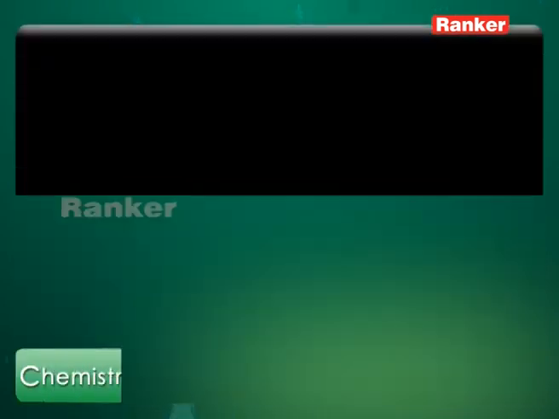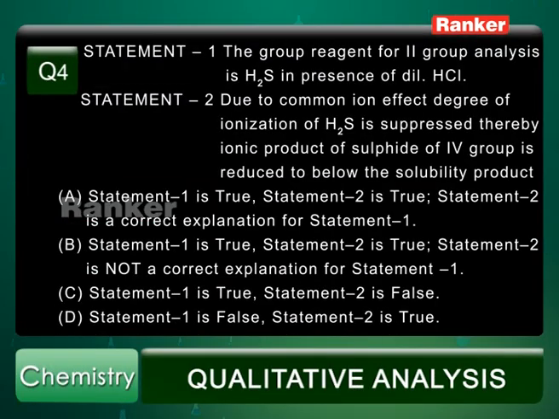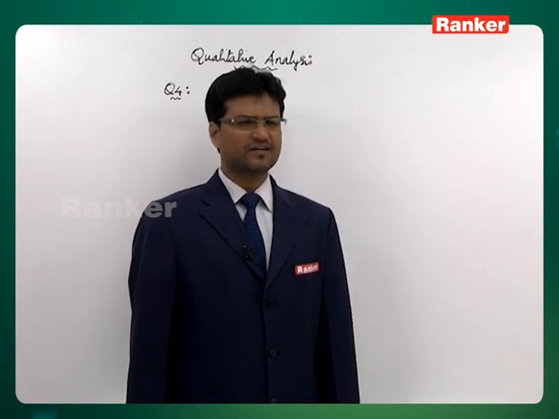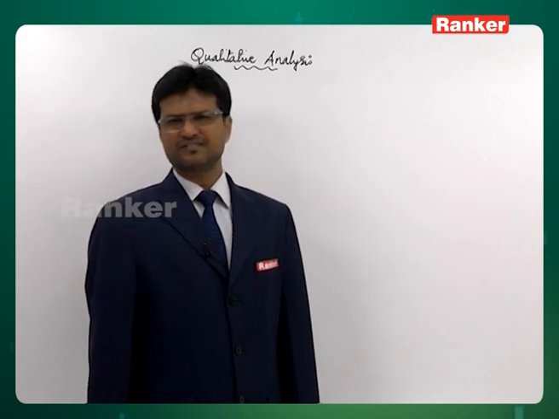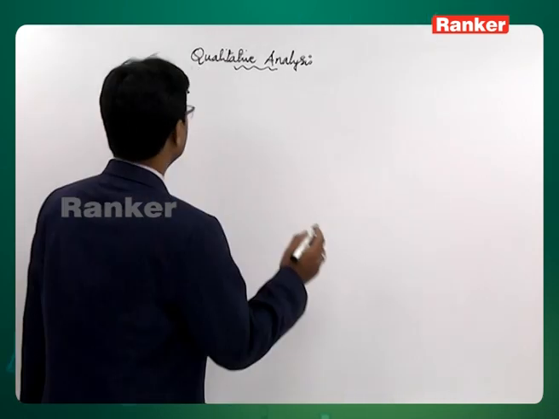Question number 4. The group reagent for second group analysis is H2S in presence of dilute HCl. Statement 2. Due to common ion effect, degree of ionization of H2S is suppressed, thereby ionic product of sulphide of group 4 is reduced below the solubility product. This is a correct statement and it is a correct explanation for the statement 1. Therefore, the correct answer is A. Let us look at the equations.